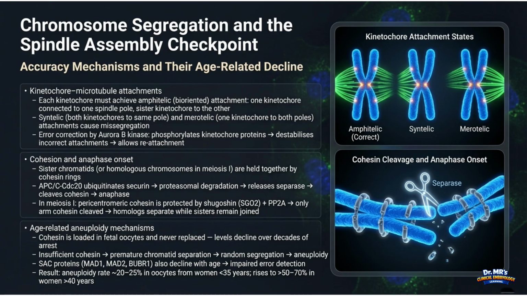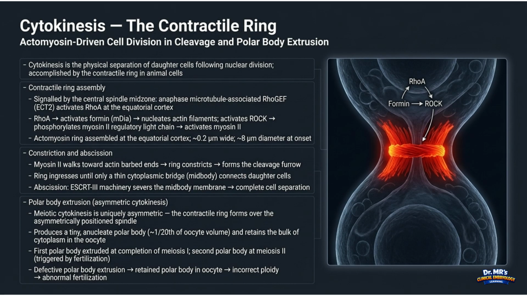It really reframes how we counsel patients regarding age. It's not just egg quality as some vague concept. It is the physical degradation of microscopic protein rings. But let's assume the chromosomes do separate correctly. The next monumental task is to physically cleave the massive volume of the cell in half.